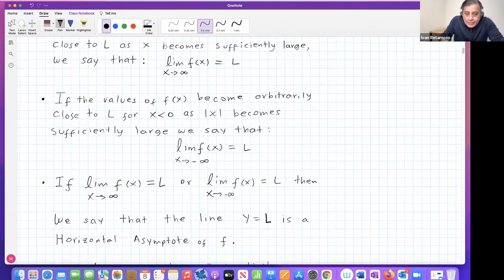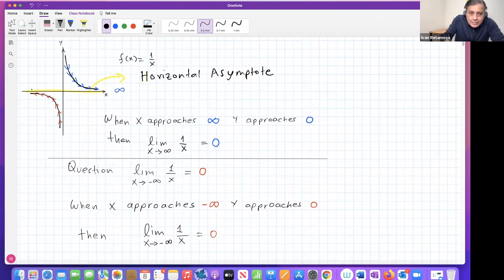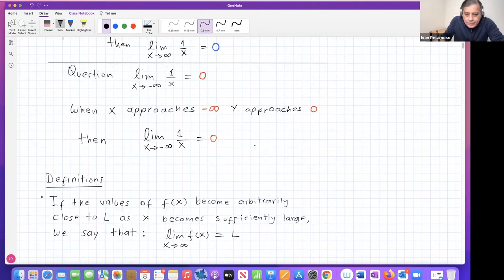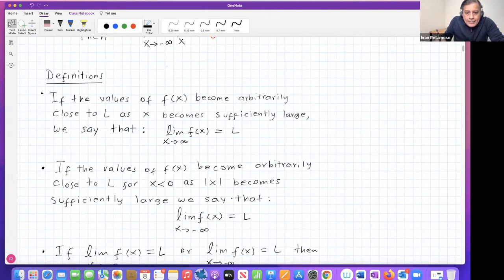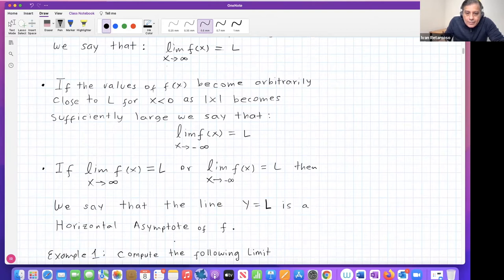Now, important here, if you get that the limit of f of x as x approaches infinity equals L, or the limit of f of x as x approaches negative infinity equals L, then you got yourself a horizontal asymptote, right? When you see this behavior. And the horizontal asymptote will have an equation, y equals L, y equals the limit at infinity. And this will be the horizontal asymptote of f.